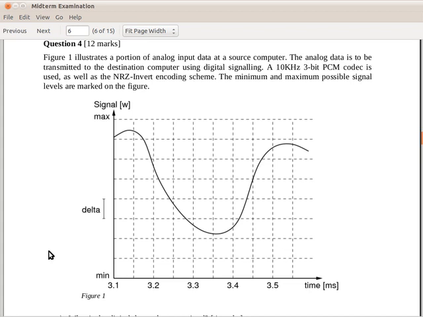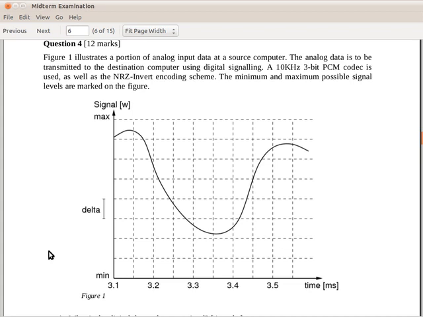3.2. Why? 10 kilobit period. Yeah, so we have 10,000 samples per second. 1 divided by 10,000 is 0.1 milliseconds. One sample period is 0.1 milliseconds. Our scale is milliseconds. If we sample at 3.1, the next sample at 3.2, then at 3.3.